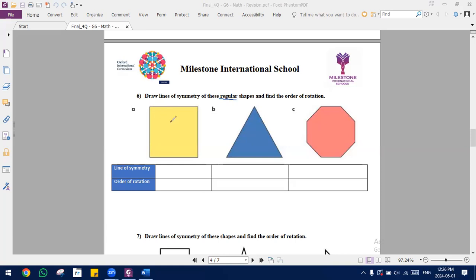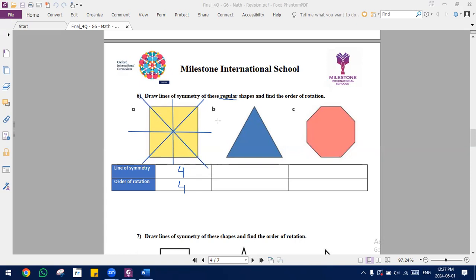For example, the first shape we have is a square. How many sides does it have? 4. So line of symmetry, 4. Order of rotation, 4. Let's demonstrate that. So 4 lines of symmetry. First line cuts it in half like this. Second line like this, like a plus sign. Now the other two lines, corner to corner, like a multiply sign.